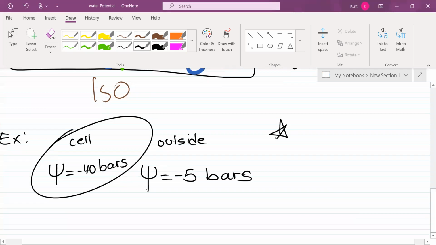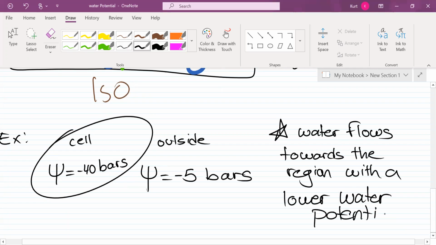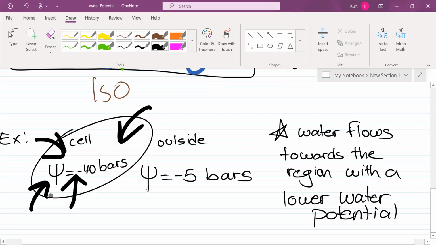So, fun fact: water flows towards the region with a lower water potential. So what is the lower number, -5 or -40? Last I checked, -40 is less than -5. So water is going to diffuse into the cell, possibly swelling it up and blowing it up.